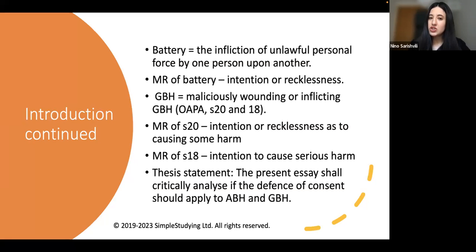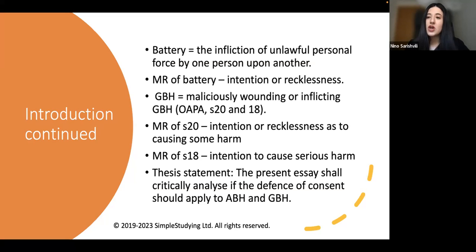The mens rea of Section 20 is intention or recklessness as to causing some harm, whereas mens rea of Section 18 is intention to cause serious harm. That is why there is a big difference in maximum sentence for these two offenses. For Section 20, the maximum sentence could be 5 years, whereas for Section 18, the maximum sentence could be life imprisonment.